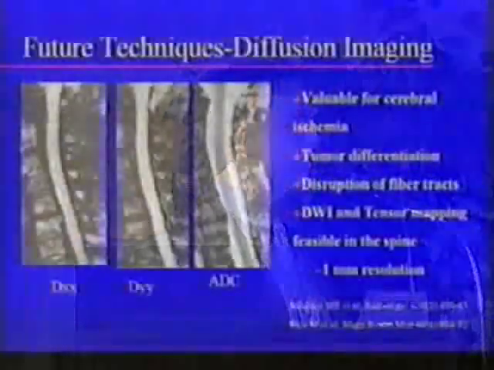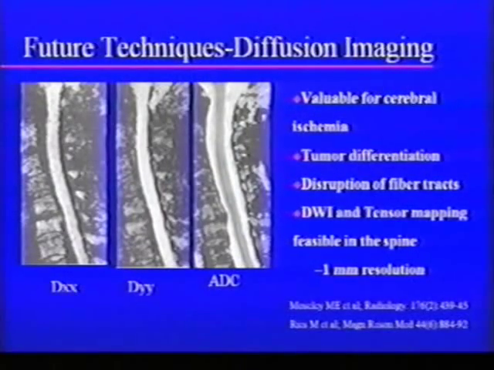We have more work to do, but in the brain it's exquisite, and I think in the spine, we have a shot. Here's an example. This is a diffusion-weighted image of the spine.